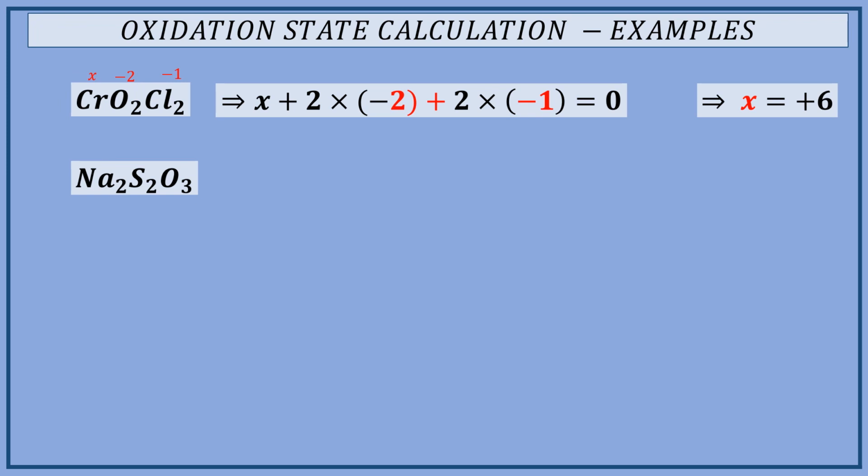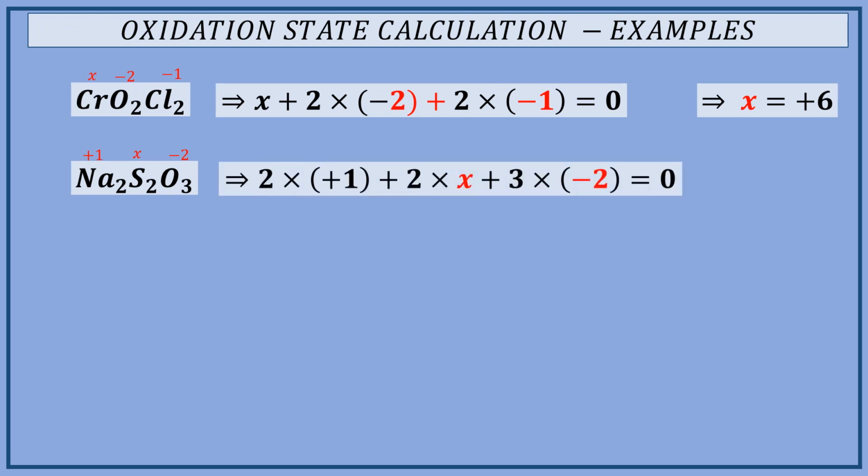Na2S2O3, we have to calculate the oxidation state of sulfur here. Since we know the oxidation state of an alkali metal is +1, let us assume the unknown oxidation state as X, and for oxygen it is -2. Now we can write the equation as 2 times +1 plus 2 times X plus 3 times -2 equal to 0, the net charge on the molecule. And on solving for X, we will get the oxidation state of sulfur to be equal to +2.